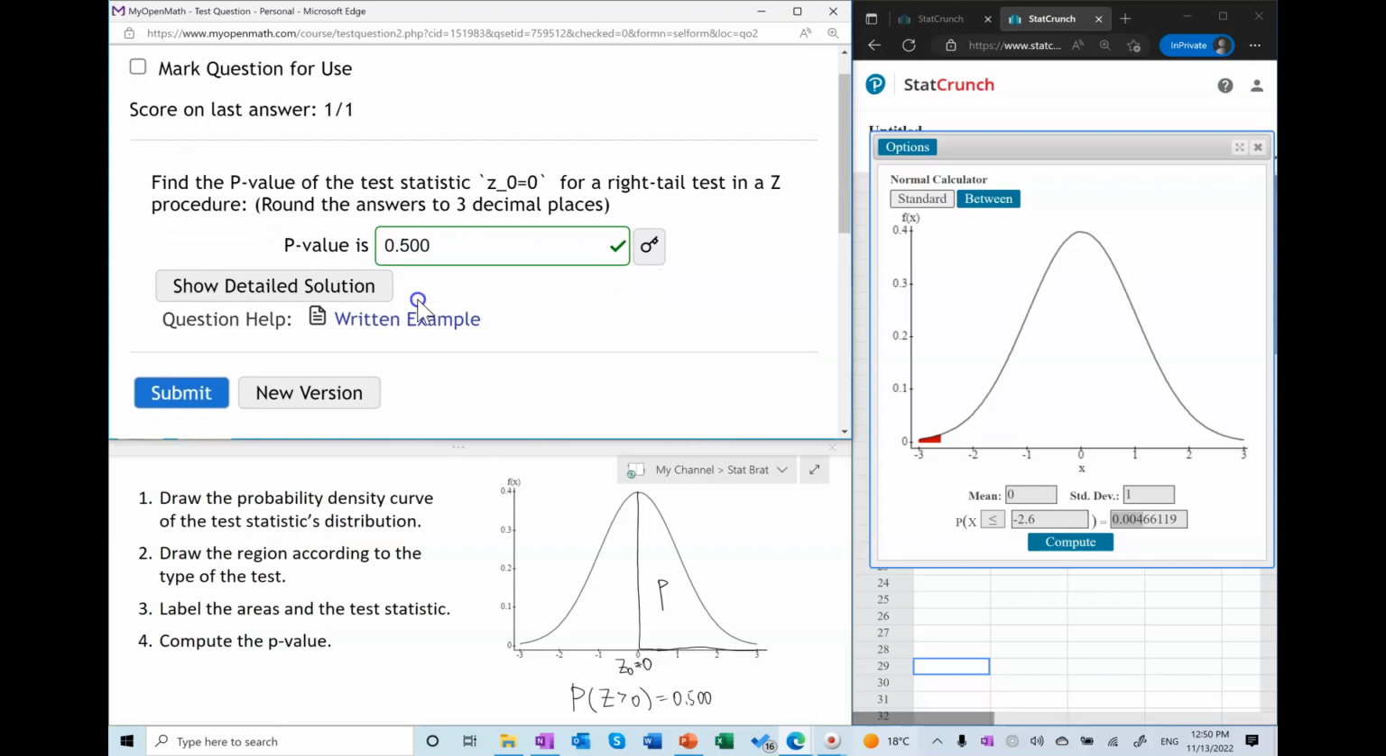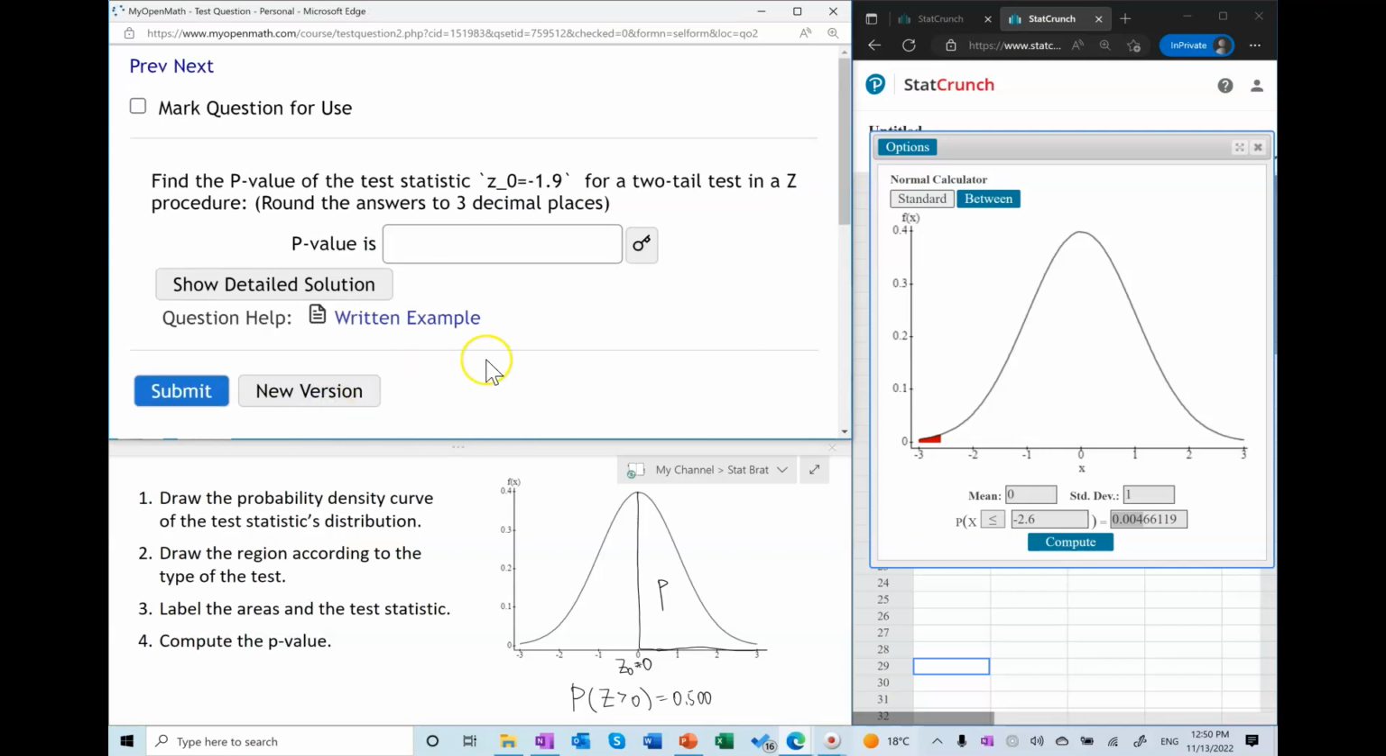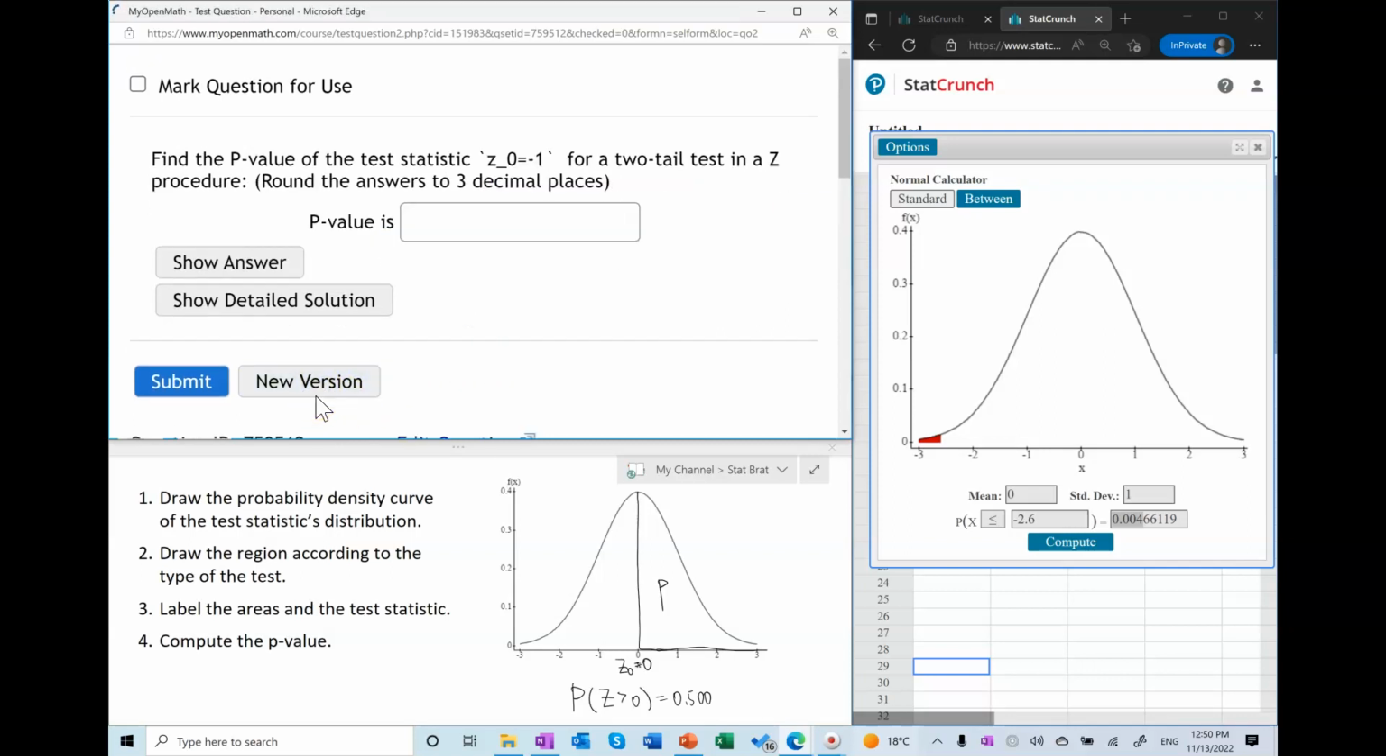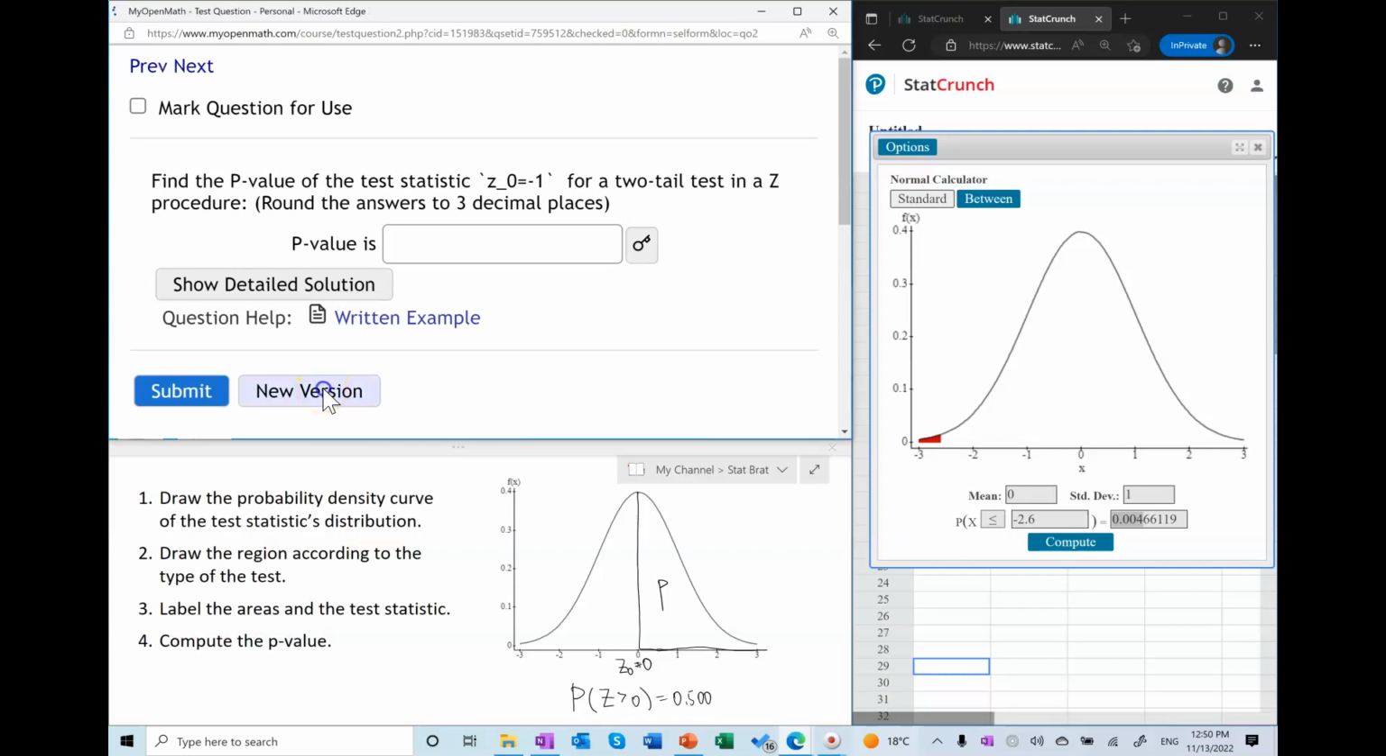Just so we don't get used to these nice values, let's do another right tail test real quick, and then we'll do a two tail test. So in this problem we have a right tail test, and we're going to just draw it out like this. We're going to label the test statistic, which is 1.9, and the p-value is just the area to the right. So it's just the probability of z being greater than 1.9.